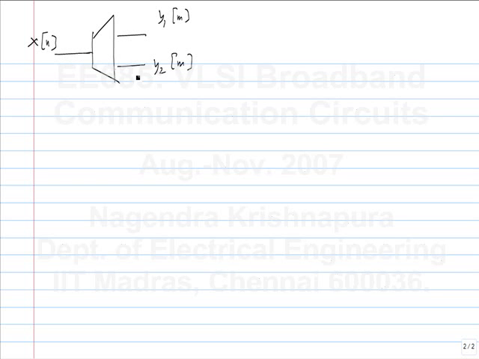So X has a period of 127. So let's label the time index n 0, 1, 2, up to maybe.